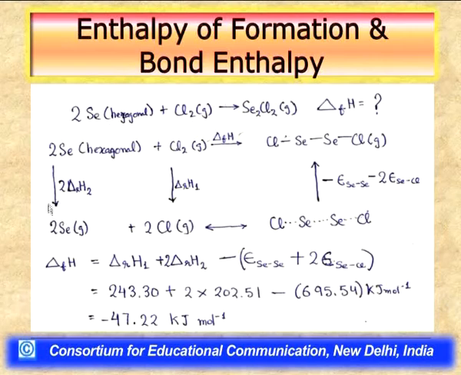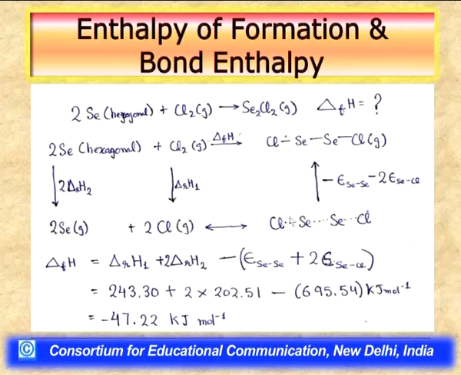So, what we need to do is first decompose this whole crystal lattice in order to have 2 moles of selenium in the gaseous state. Whatever enthalpy it requires is termed as delta H2, and 2 is applied here because 2 moles are required. And since 1 mole of chlorine is also required, decomposition of which leads to formation of 2 atoms of chlorine in the gaseous state for every chlorine molecule, it also requires delta H1.